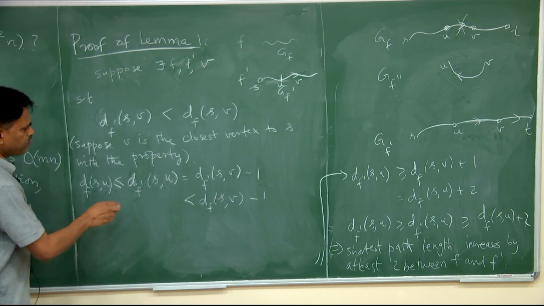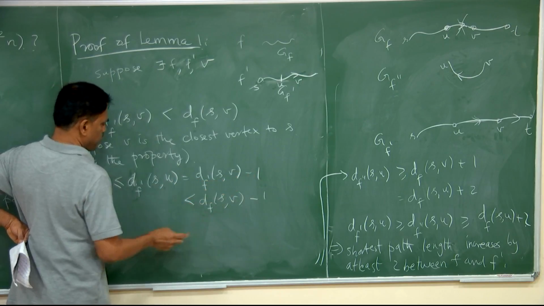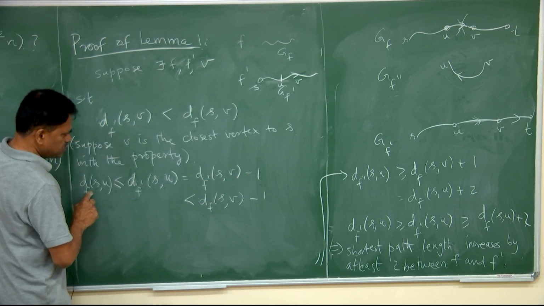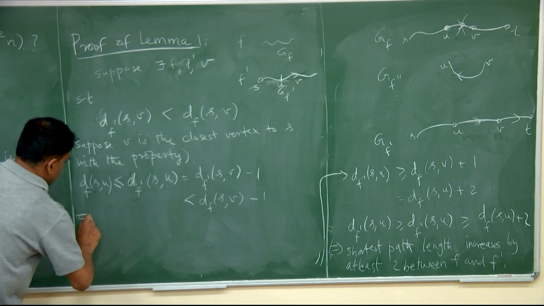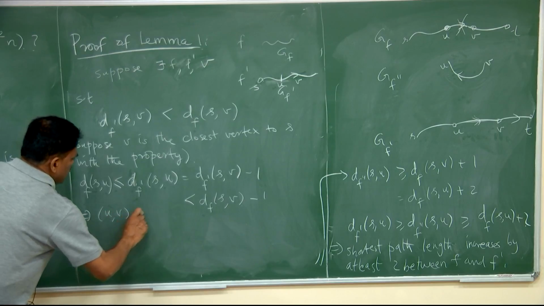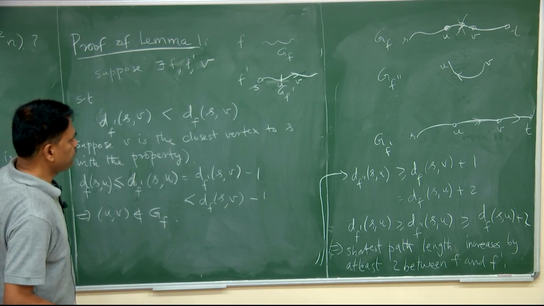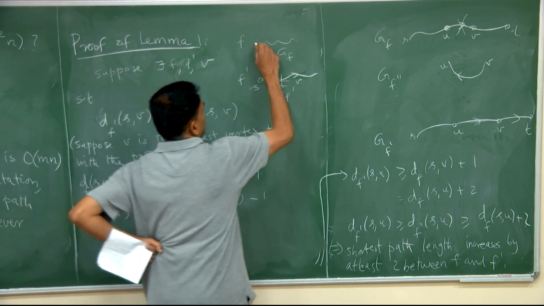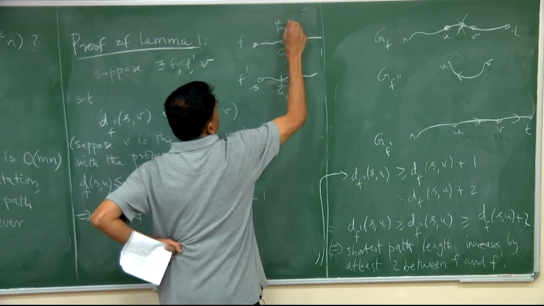In f prime, it's exactly the same. S to U is equal to SV minus 1. But in f, S to U is strictly less than S to V minus 1. This implies that UV is not in the residual network of GF. Is that clear? So I'm claiming that in GF, this edge UV is not there.